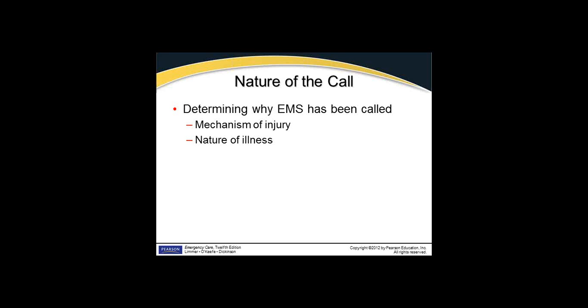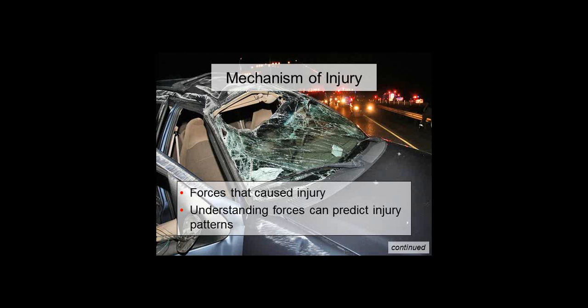So the nature of our call. This is determining why we're there. So whether it's a mechanism of injury or a nature of illness, or sometimes it's actually both. Sometimes we have both. So with a mechanism of injury such as this, we're looking at this car crash, there's a big hole in the window. Unless that hole was put there by the rescuers, that's a problem. Windshields don't open up like that. So there's a good possibility that somebody maybe was ejected through that hole.